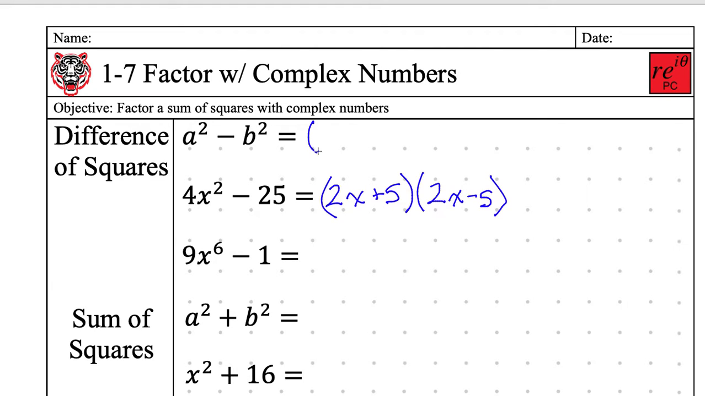So does anyone want to take a stab at the formula for trying to factor this thing? Quiet raised hand, Eva. A plus B times A minus B. It is that simple.